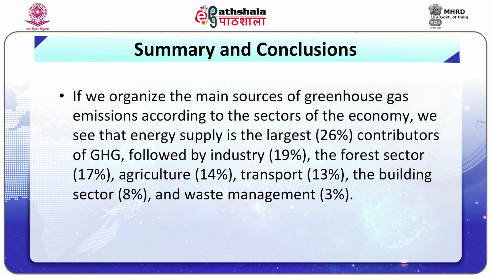If we organize the main sources of greenhouse gas emission according to the sector of the economy, we see that energy supply is largest, at about 26% contribution of greenhouse gas, followed by industry at 19%, the forest sector 17%, agriculture 14%, transport 13%, and the building sector about 8%, followed by waste management at 3%.